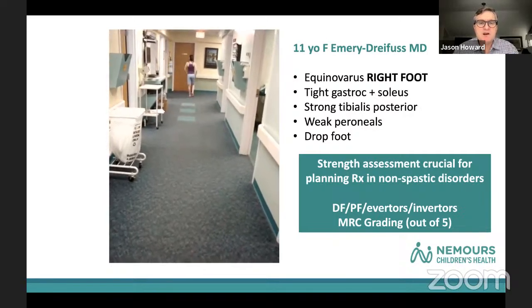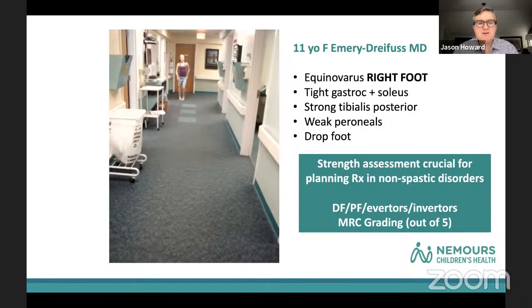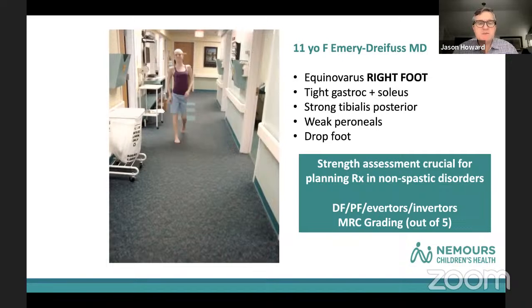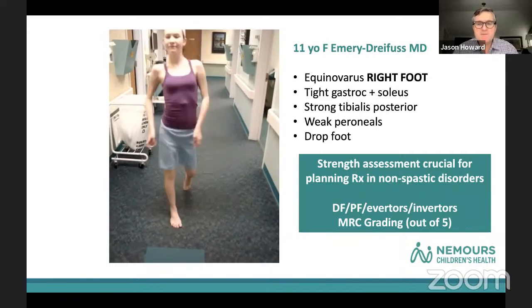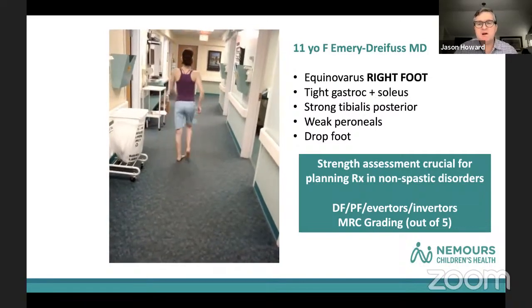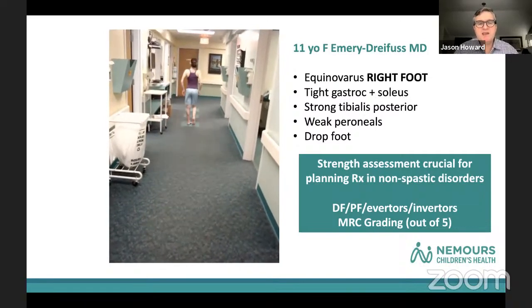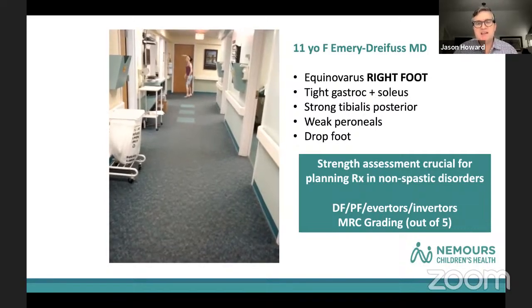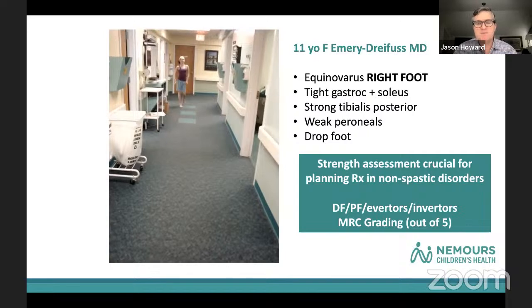She also has inversion of that hind foot. She has some trouble with foot clearance. She's got to do a little bit of steppage. She's got a bit of a drop foot. So you need to do a strength assessment for her to see what kind of... she's weak in her dorsiflexors and everters, but what do we have to transfer that's strong, that can augment that?